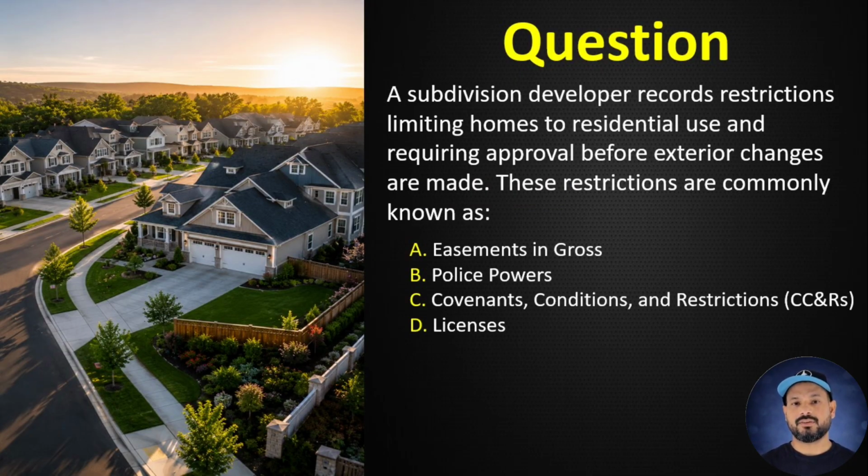Question number 13. A subdivision developer records restrictions limiting homes to residential use and requiring approval before exterior changes are made. These restrictions are commonly known as: A. Easements in gross. B. Police powers. C. Covenants, conditions, and restrictions, CC&Rs. D. Licenses. Correct answer: C. Covenants, conditions, and restrictions. CC&Rs establish private restrictions governing property use within a development.